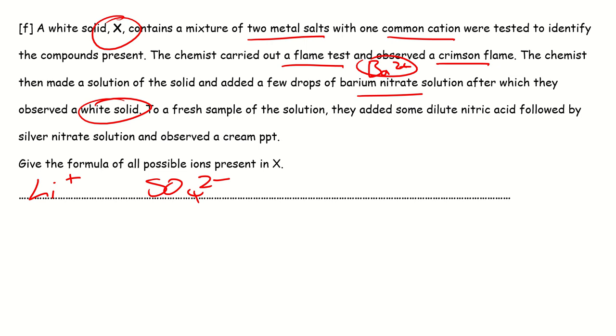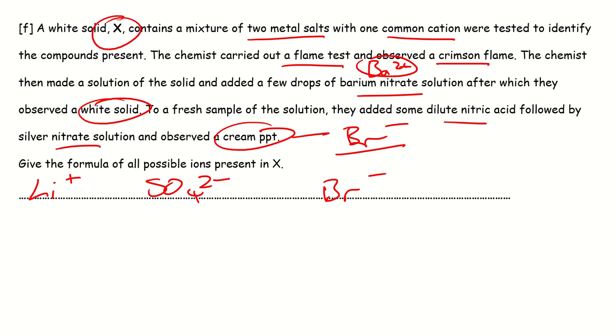We took a fresh sample and we added dilute nitric acid followed by silver nitrate. We got a cream precipitate. That tells me I have bromide ions in there. Give the possible formula of all the ions present. So all the ions present are lithium plus, sulfate 2 minus, and bromide -1. So remember, put the charges on the ions, and it does say the formula, it doesn't say the name, so you can't write the names.